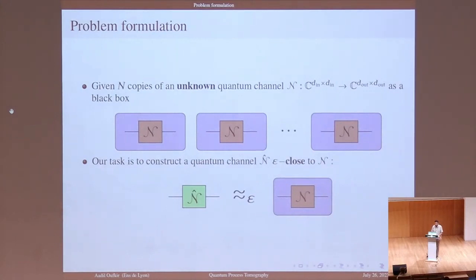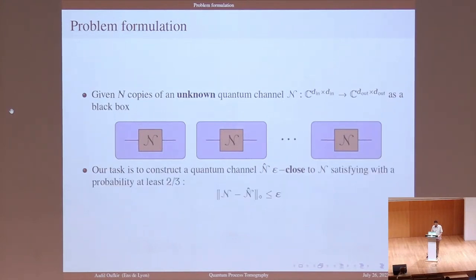In the problem of quantum process tomography, we are given n copies of an unknown quantum channel N as a black box, and the task is to construct a quantum channel N hat, so a classical description of N hat, which is epsilon close to N. And by epsilon close, we mean here that the diamond norm between N hat and N is at most epsilon, with probability at least 2/3.